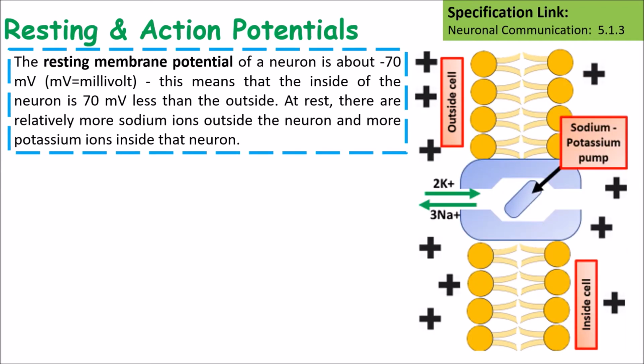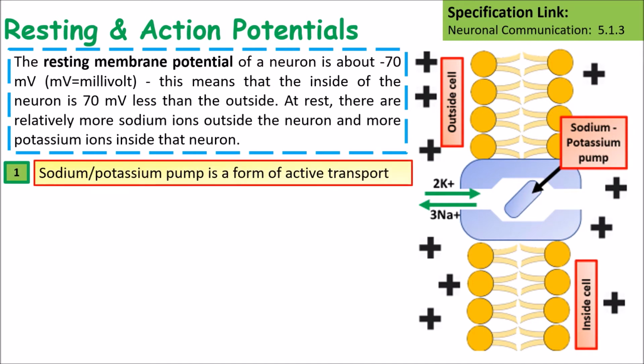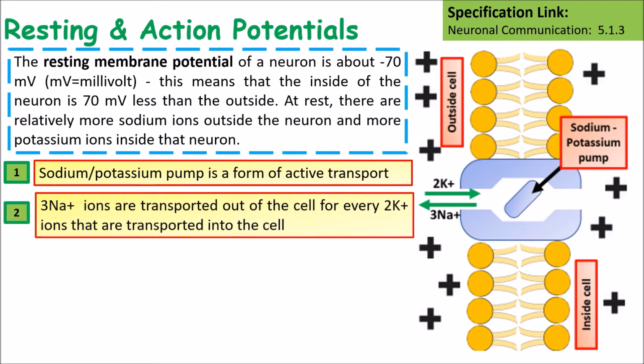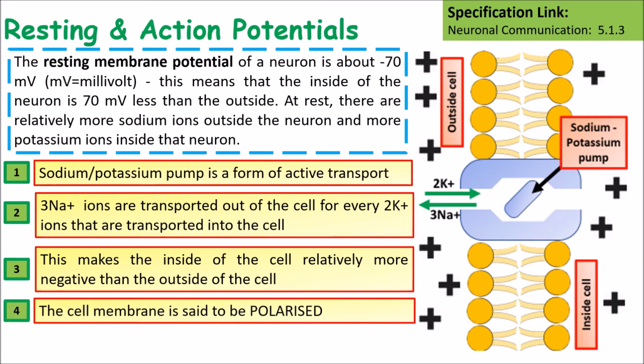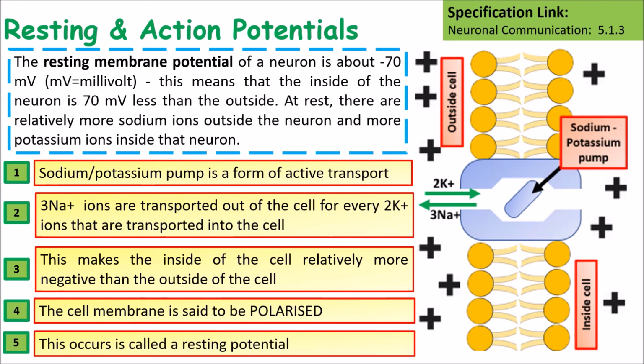So at resting potential, the following things are used in order to maintain it. We have a sodium-potassium pump, which is a form of active transport. 3 sodium ions are transported out of the cell for every 2 potassium ions transported into the cell. This makes the inside of the cell relatively more negative than the outside of the cell. So at that point we can say that the cell membrane has been polarized, and when this occurs, it's called resting potential.